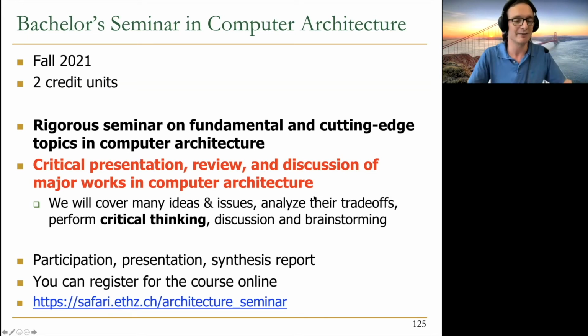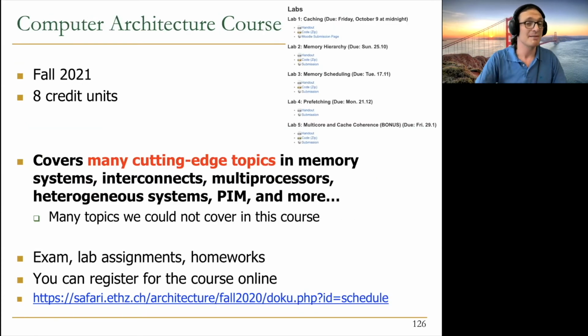Of course, you don't have to read every single one. You have to read and analyze the one you're presenting in a very detailed way. There's participation, presentation, and a synthesis report, and you can also register for the course online if you're interested. I'd recommend taking it if you're excited about it, because you have the background to do it right now, since you have a basic computer architecture course right now. And then there's a master's level computer architecture course. As I said, it covers many cutting-edge topics in memory, interconnects, multiprocessors, heterogeneous systems, PIM, processing in memory, and more. Many topics we could not cover in this course.